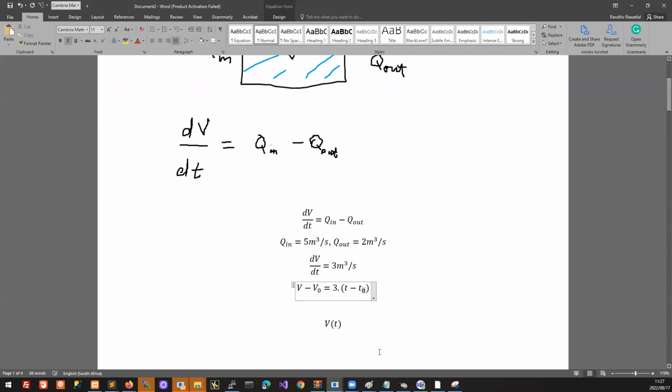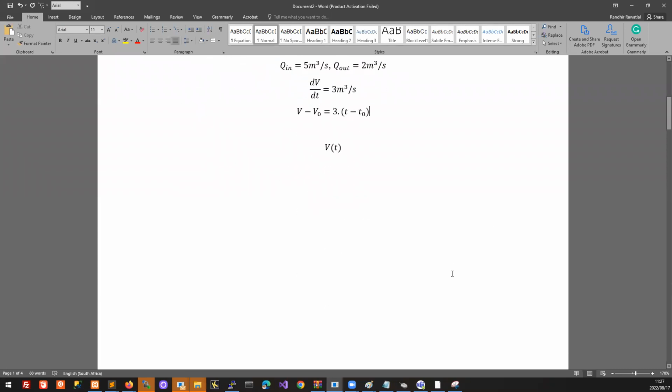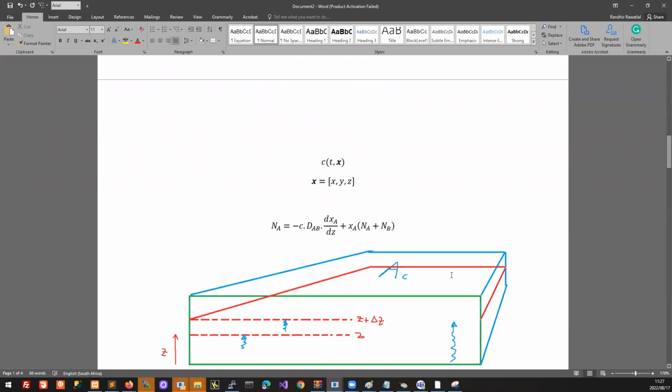Excuse me, sir. Yeah. Sir, I'm really sorry. I'm really struggling to understand how we got to this point, because before, sir, we were looking at molar flux, we were looking at concentration. Now we've come to volume. I'm just really having a hard time grasping how we went from that.